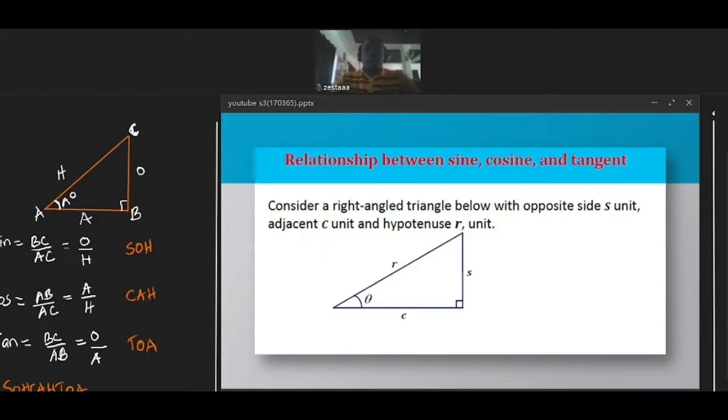So how do we put these cos, sine and tan together in the same formula? That's the relationship we are looking at. If you consider this right angle triangle, and we have these points R, S, and C. We've just renamed the opposite to S, the hypotenuse to R, and the adjacent to C. We're using the same triangle, and this angle is theta. So how do we generate the connection between the three parts?